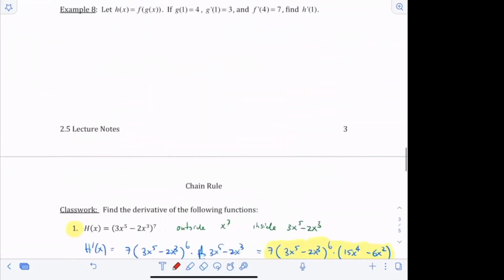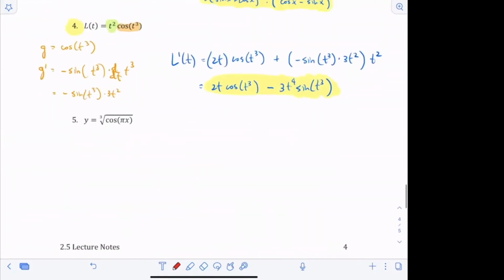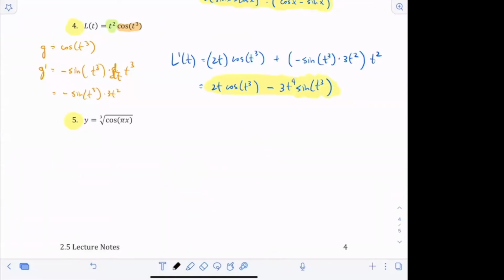All right, folks, why don't you guys try this last classwork here? Try number 5. All right, Aram, I'll show you how to do it. First thing I definitely want to do is rewrite this in exponential form. So I'm going to write this as cosine of pi x to the 1/3 power.